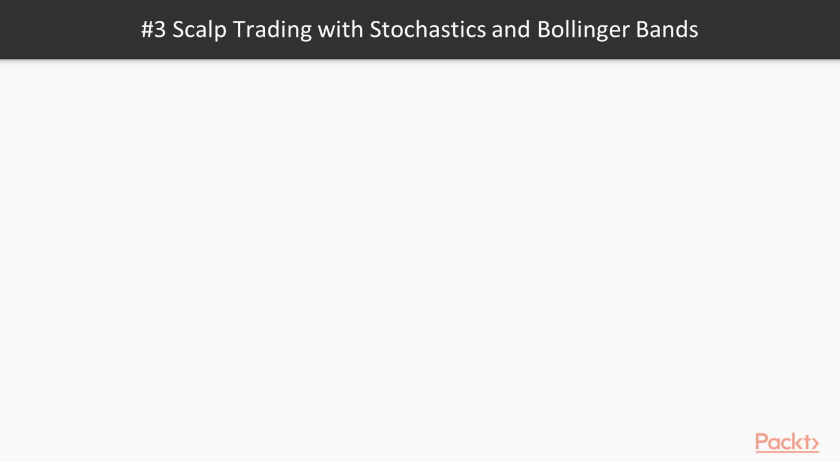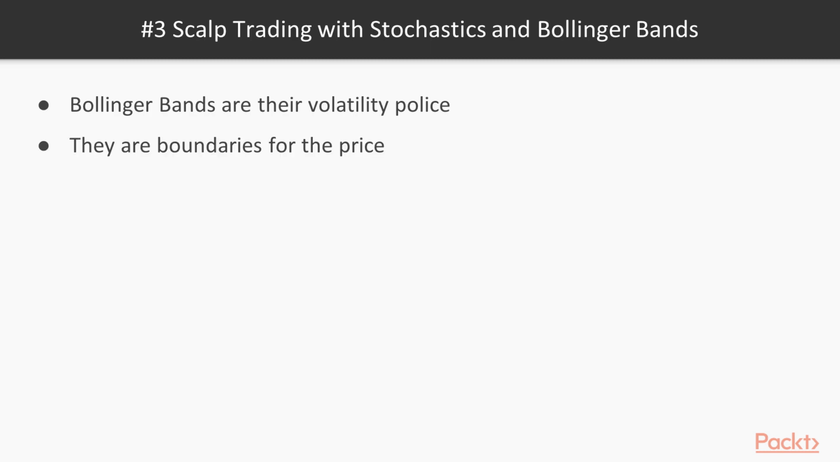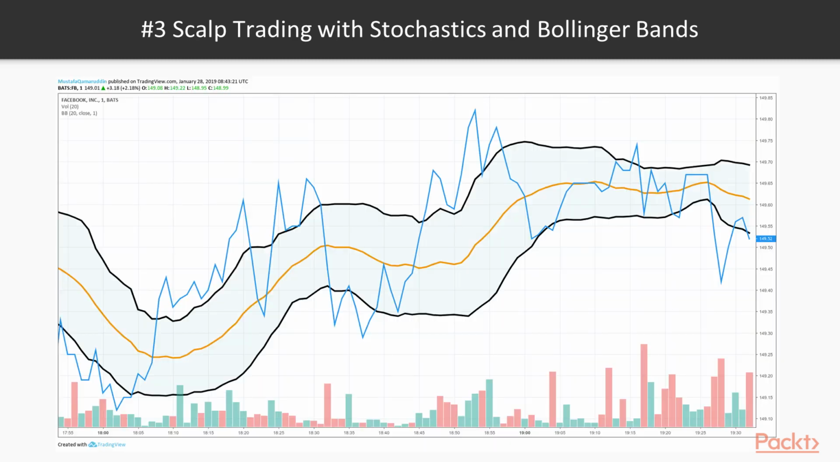The next strategy on our list is scalp trading with the stochastics and Bollinger bands. The Bollinger bands are sort of the volatility police. They are boundaries for the price. The idea in this strategy is that we are not going to count only on the predictions or the decisions signaled by the long and short term indicators, but we are going to put them in the frame or in the boundaries of the Bollinger bands. This is going to help us verify our decisions and make sure that we are not following the false signals but only following the true signals.